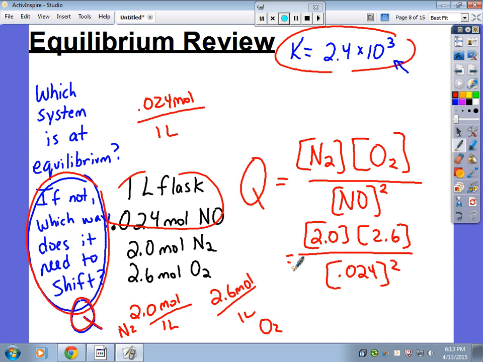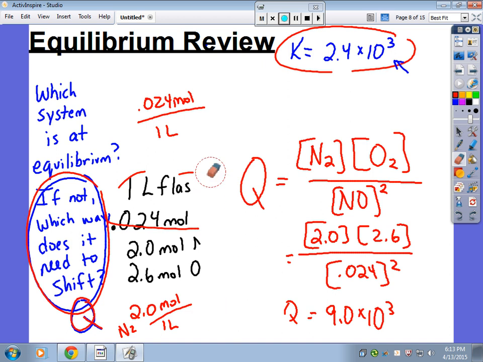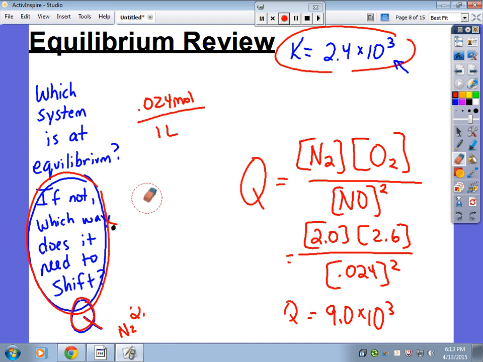And when I end up doing my math, I end up with 9.0 times 10 to the third. That's my value for Q. For these amounts of reactants and products, when I put them into this equation, this is what I end up getting. So I want to ask myself, where am I in relation to K? Where am I in relationship to 2.4 times 10 to the third? That's my equilibrium constant. Where am I? Well, 9 times 10 to the third is a bigger number, isn't it? Aren't I over here?